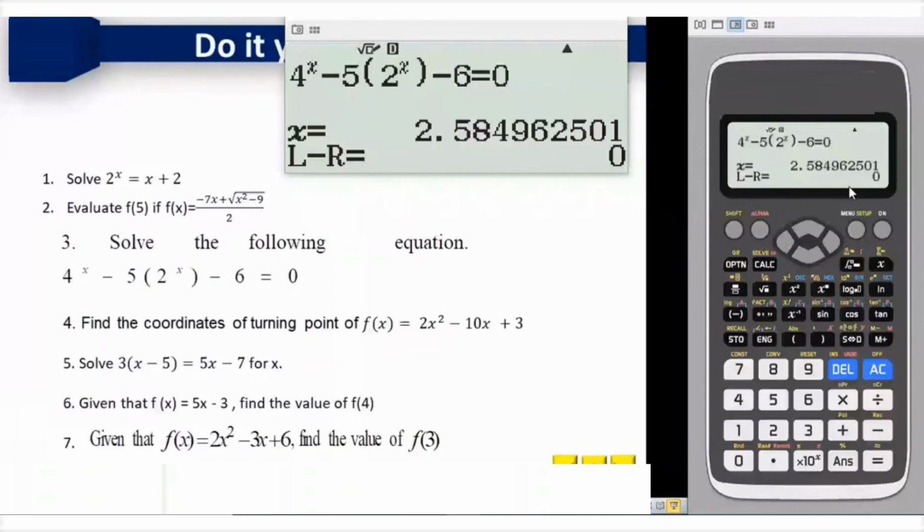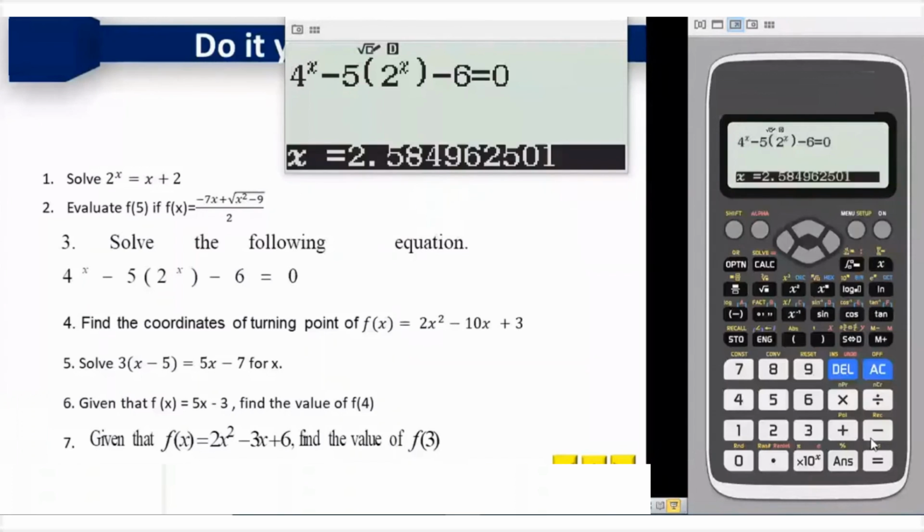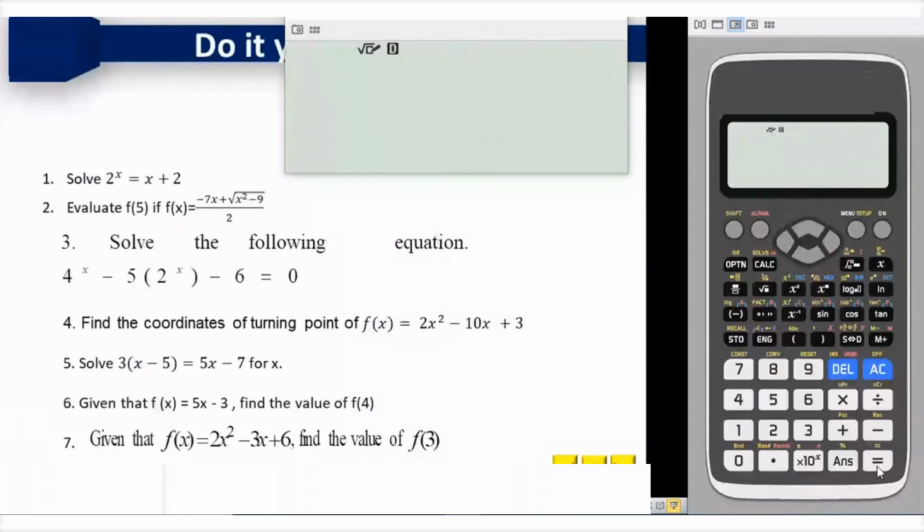I will also try some negative values and see if there is a possibility. For that, I will press shift and solve, and I will keep x as minus 2. And let's see. So apparently there is only one answer, that is 2.5 something.